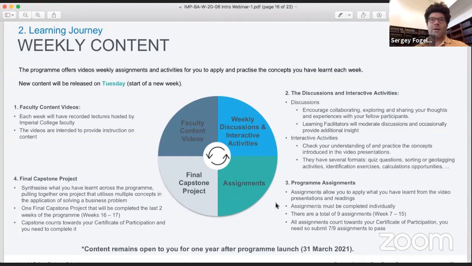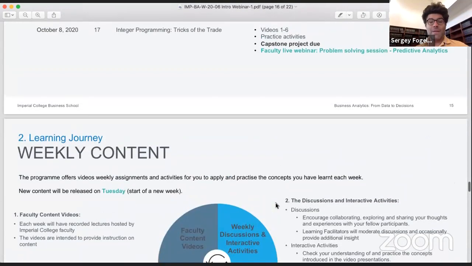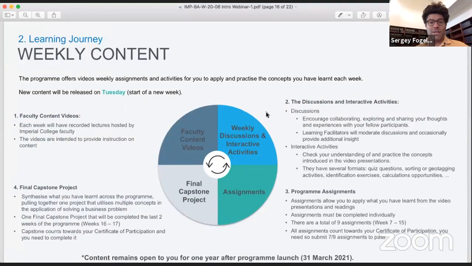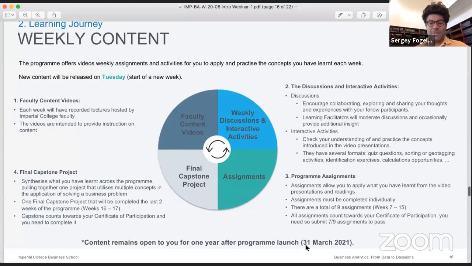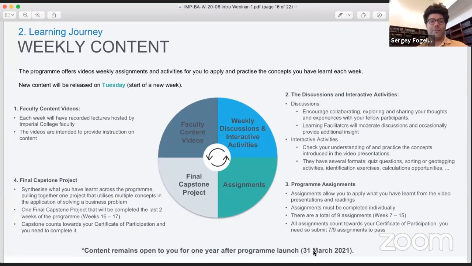That is the term concluding project that will be graded by either me or by Ian. You'll get feedback on it, and it must be completed in order for you to get your certificate of completion for the course. Also keep in mind that all of the content will remain open to you for a year after the launch of the program. Since the program launched at the end of June, this date is actually incorrect. It should be through June 26th or 28th of 2021, so you have a full year's worth of learning. It's not the 31st of March.